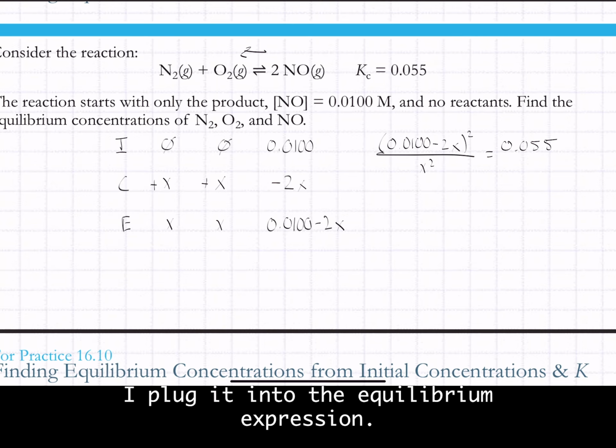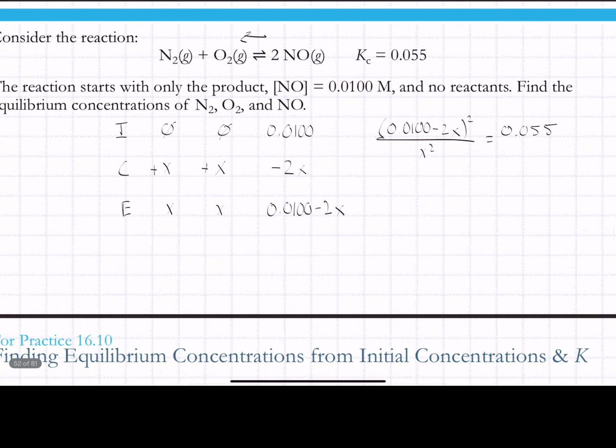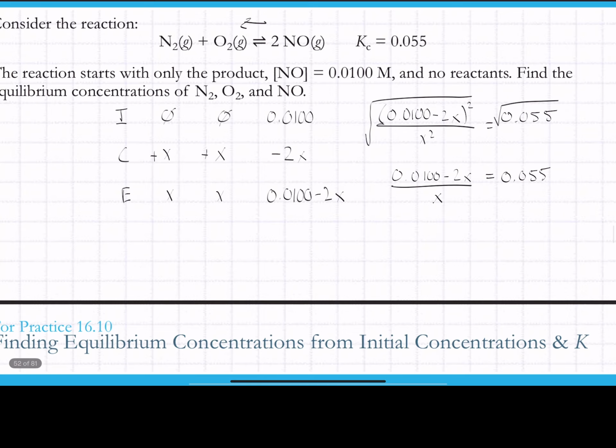Plug it into the equilibrium expression. And then we can get rid of the squares. Multiply the x to both sides. Plus, equals.